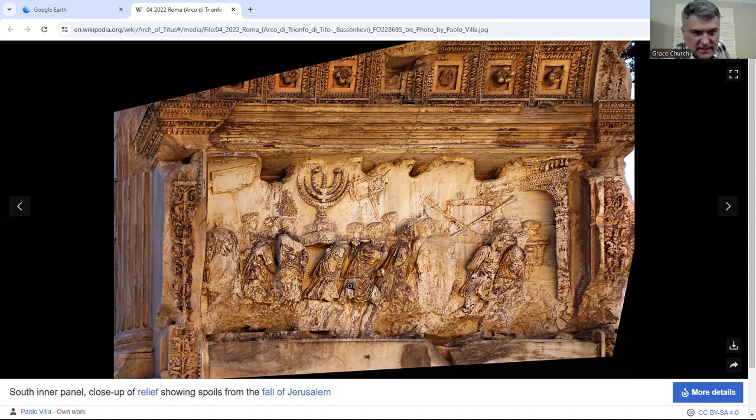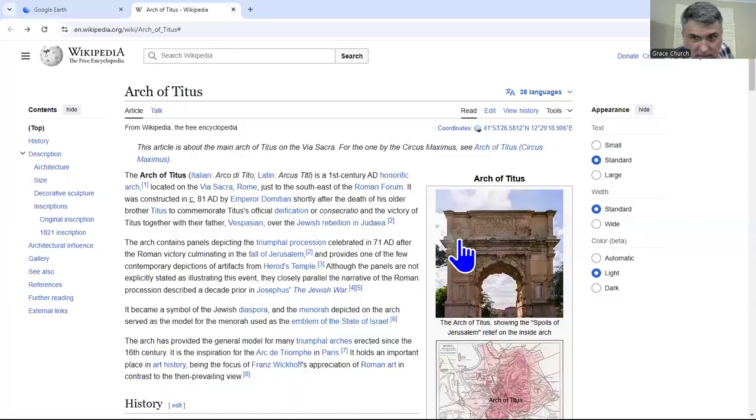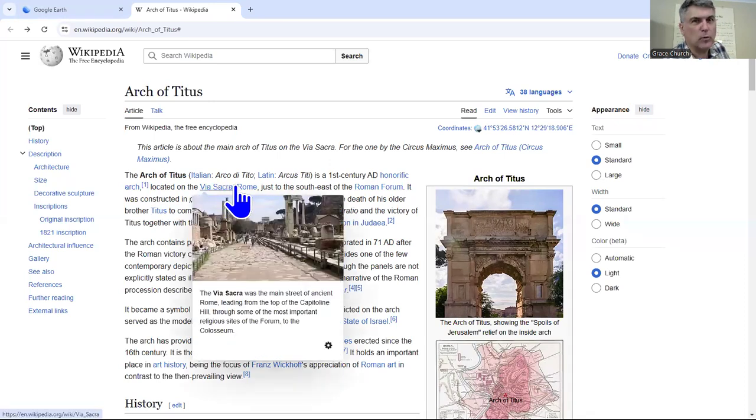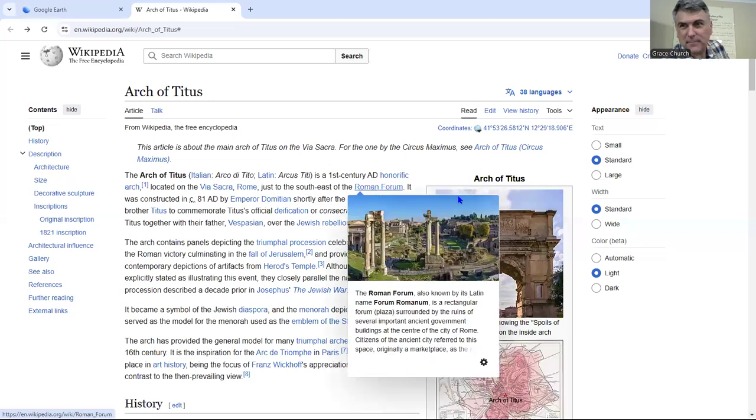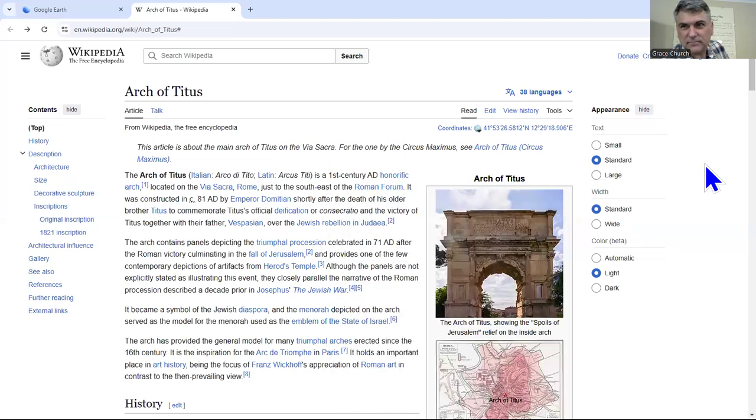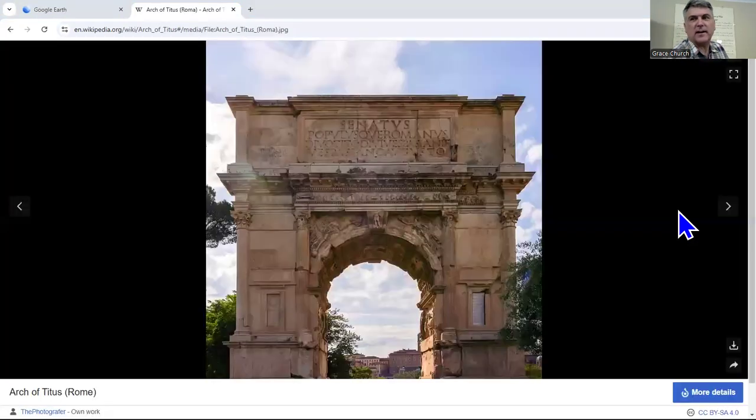The Arch of Titus, let's see. Arch of Titus, in Rome, on the Via Sacra, the sacred road in Rome, just to the southeast of the Roman Forum. Yeah, the temple treasures. So there's the arch, and then as mentioned, there's that.